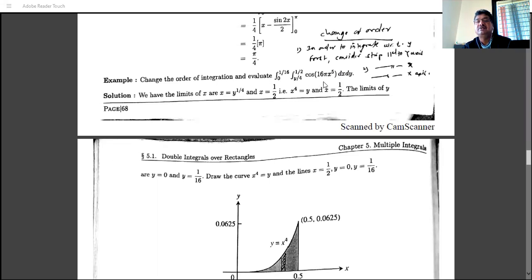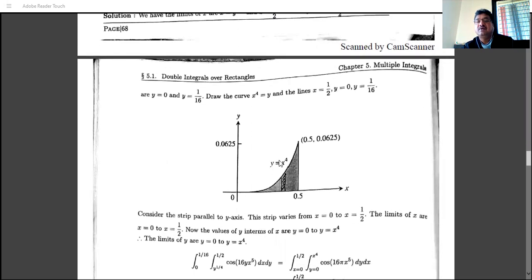So in order to change the order of integration, draw the figure. This is y equal to 1/4... correction, y raised to 1/4. So x is y^(1/4) and x is half. That is y is equal to x^4, and x is half. So y equal to x^4 is like a parabola, but its vertex is not 0, 0. It is not an actual parabola. This is the figure, y equal to x^4.